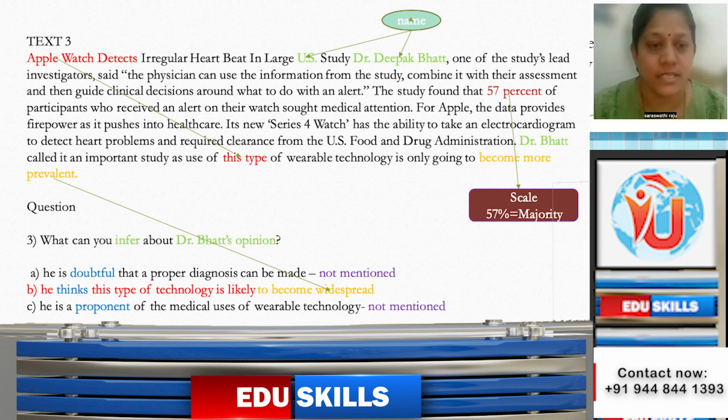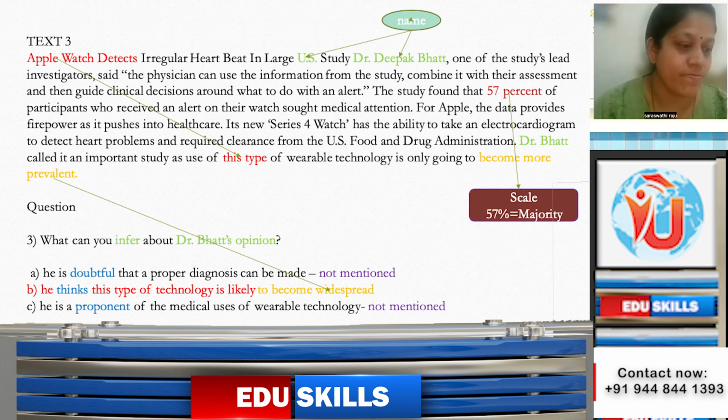Okay, is he doubtful? Did anyone say that it is doubtful, that it will not work? This is wrong. Is there any doubt here? Do they mention doubtful? No, they never mentioned it. He also mentioned that it requires clearance from the US Food and Drug Administration, but it's not doubtful. No, it's not clear.